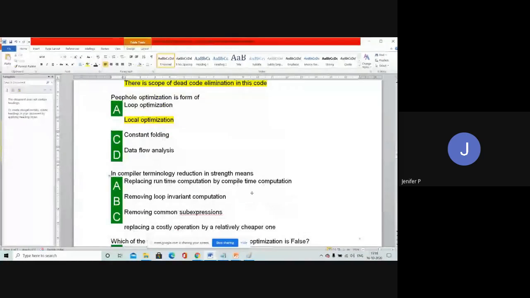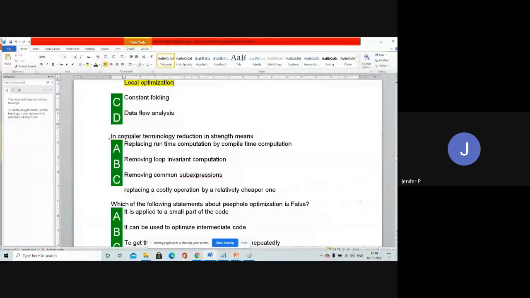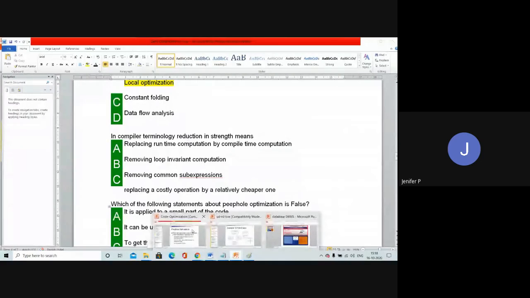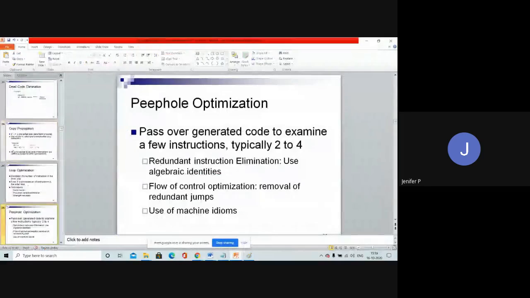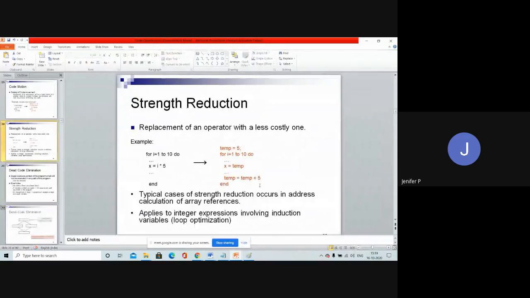And the next one, in compiler terminology, reduction in strength means. இதுக்கு answer பண்ணுங்களா யாராவது? Replacing runtime computation, already சொல்லியிருக்கேன், நான் example காமிக்கிறேன். Reduction in strength-னா என்னது? You see this example, I show you the example and tell me, post in chat box those who are currently live, kindly post in chat box.